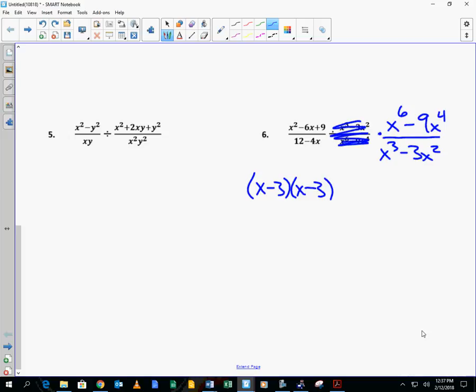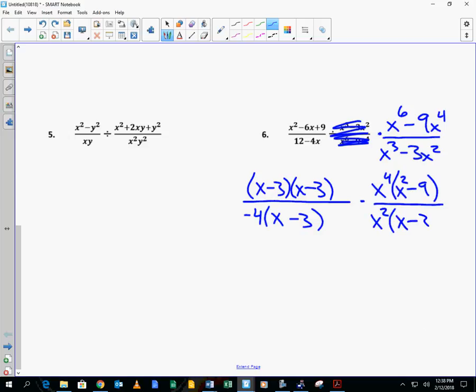And what can we factor out of the top? Well, we'll do the bottom first. I'm sorry, we'll do the bottom first. You can take out a 4 out of the denominator, or if you want to be tricky, take out a negative 4. We're left with an x minus 3. You can see that's going to be very helpful to us. Times, numerator here, x to the fourth, you're left with x squared minus 9. And what do you take out of the bottom? An x squared, and you'll be left with an x minus 3.